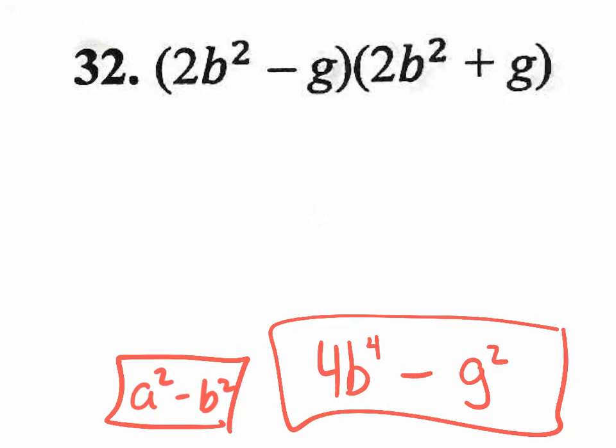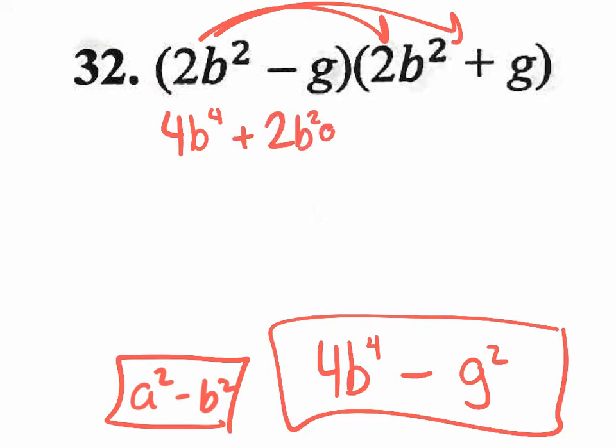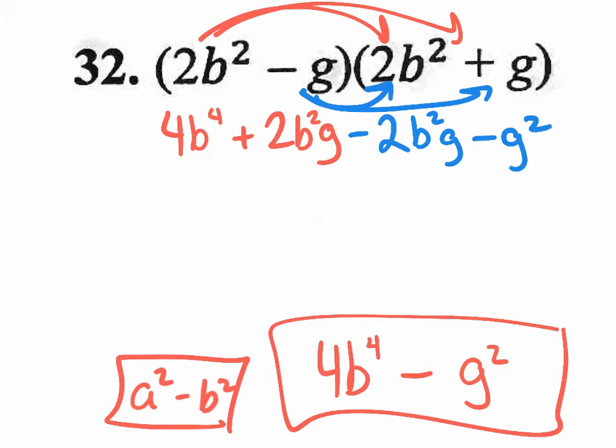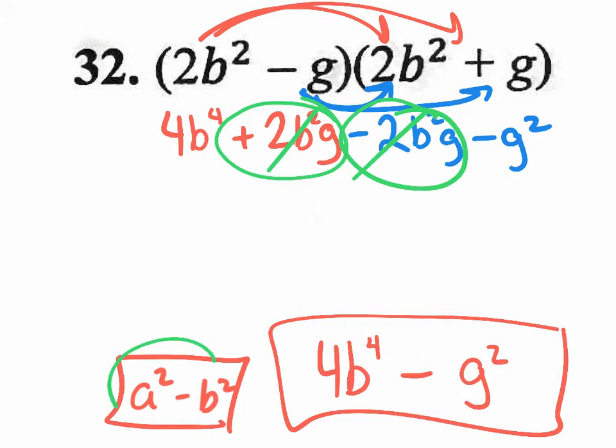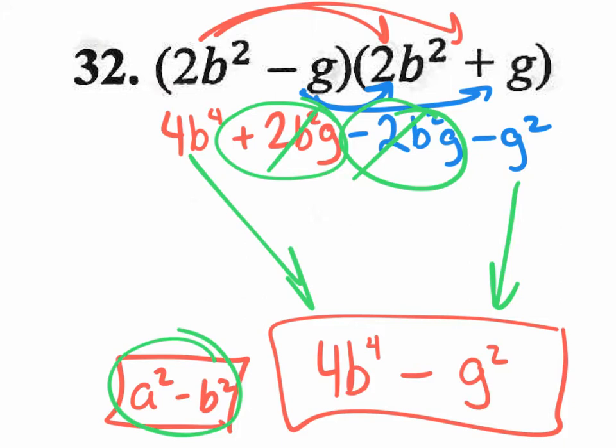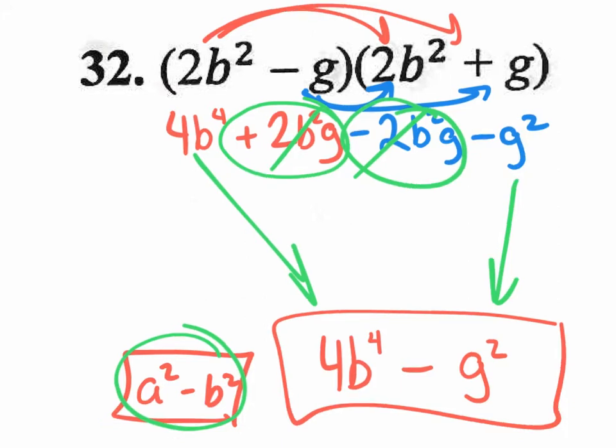Again, you don't have to use a shortcut. 2b squared times 2b squared, 4b to the fourth. 2b squared times g, that becomes positive 2b squared g. Negative g times 2b squared, that becomes negative 2gb squared, but I'm going to write it in alphabetical order, b squared g. Then negative g times positive g, that's negative g squared. Once again, we already know that the middle terms are going to cancel out. That's why we're able to use this shortcut. The 4b to the fourth comes down, the minus g squared comes down. We're done. So you don't have to show your work on those guys. You can just apply the shortcut.